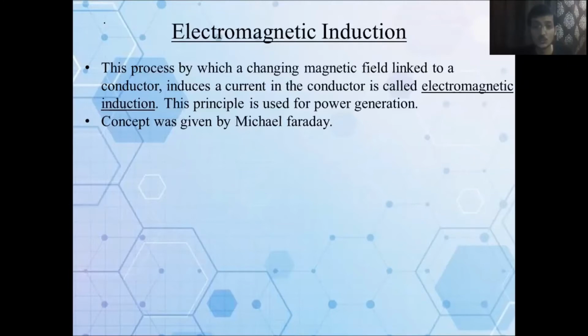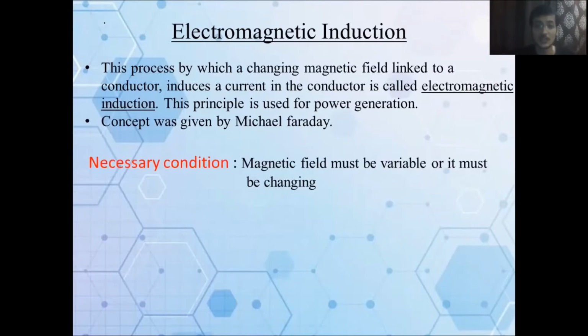Now, this principle is used for power generation in all the AC generators, and wherever we have the requirement of power, electromagnetic induction is used. This phenomenon was discovered by Michael Faraday. That's why this is also known as Michael Faraday's electromagnetic induction. Now, the necessary condition here is that the field must be variable. If it is not changing, then there is no current induced. If the field is changing, then we can say the current is inducing.